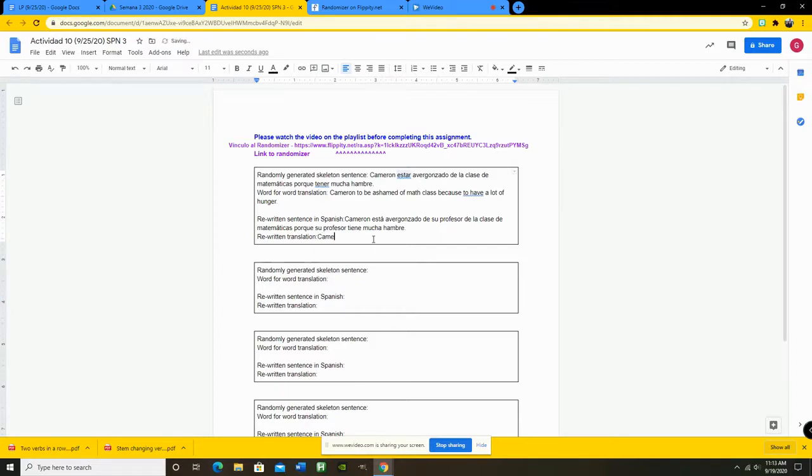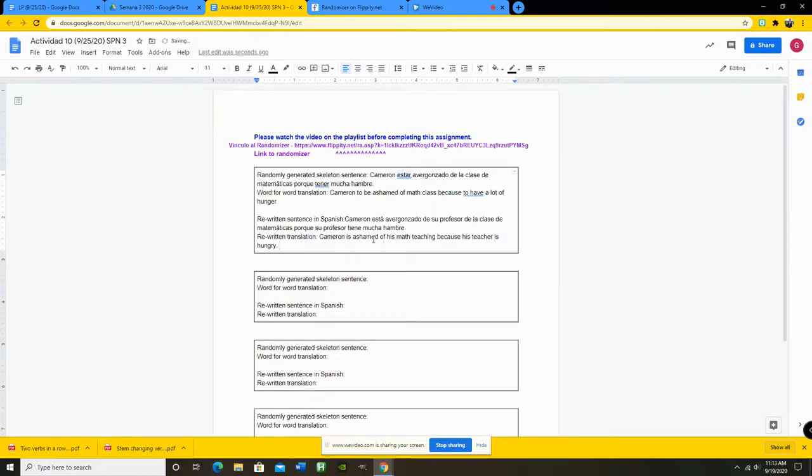Now you will translate the sentence again, and it should make a lot more sense. Cameron is ashamed of his math teacher because his teacher is hungry. Poor math teachers, you're not allowed to be hungry. Qué ridículo. So that is what I want you to do.